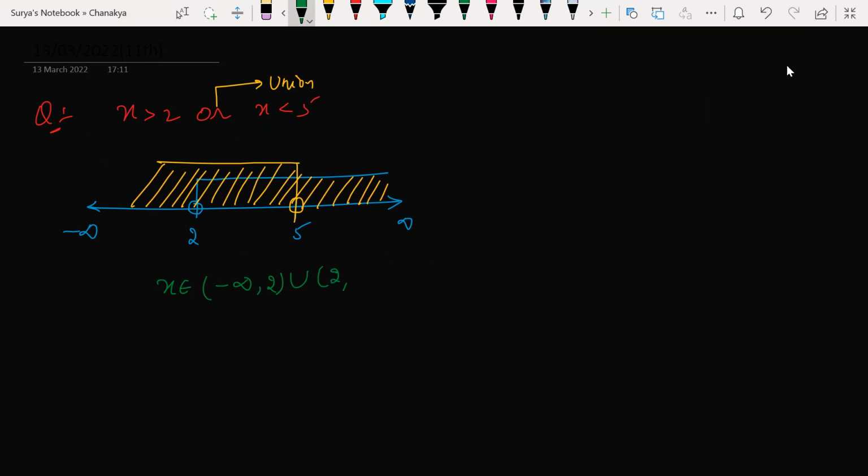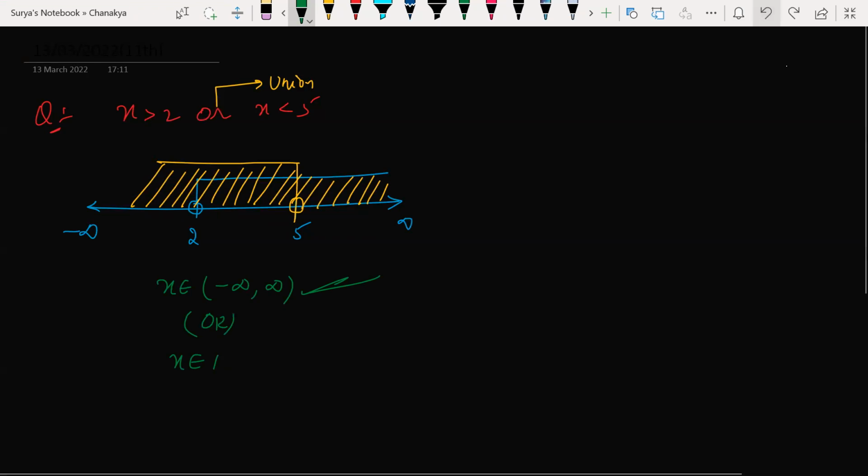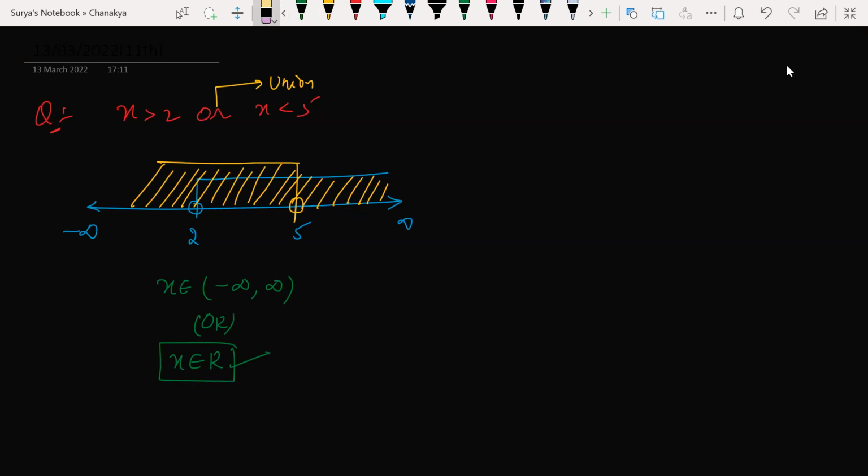Again, 2 to infinity. So can I simply write minus infinity to plus infinity? Everything is getting included, right? So you can simply say X belongs to capital R. This is also correct here. Any doubts? Understood, children? Any doubts here? Next.